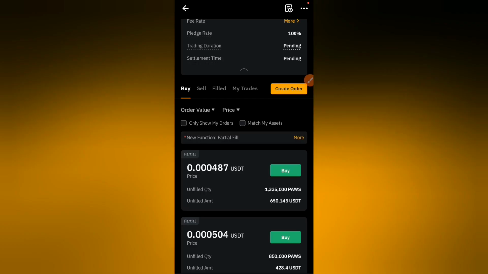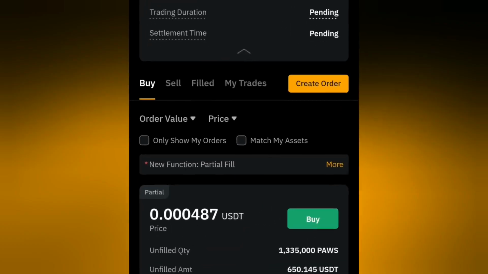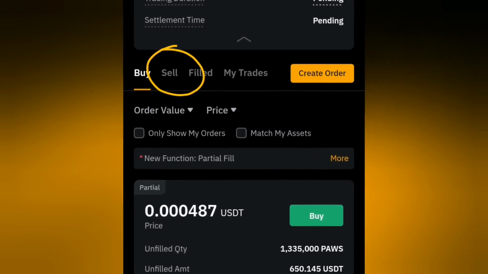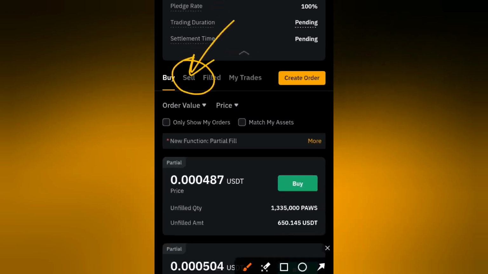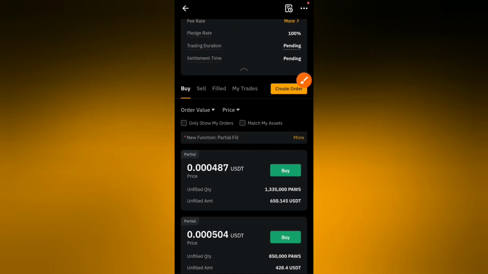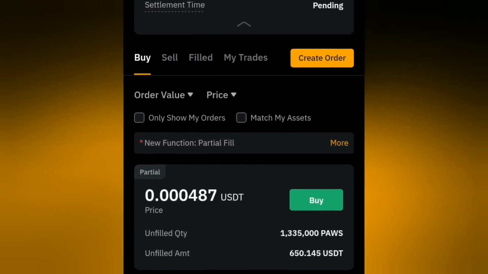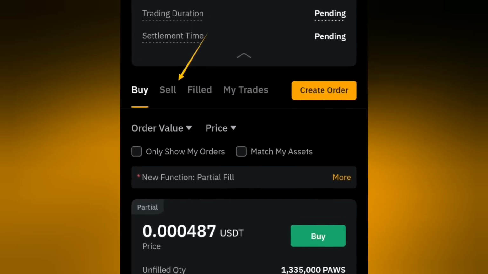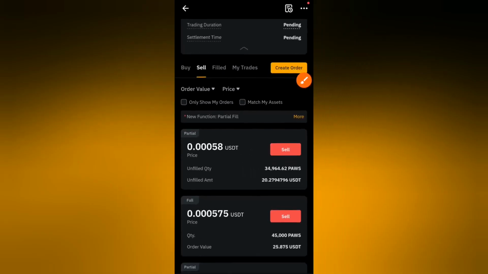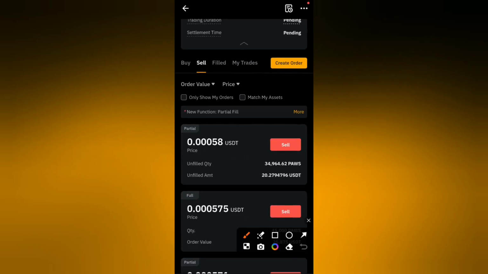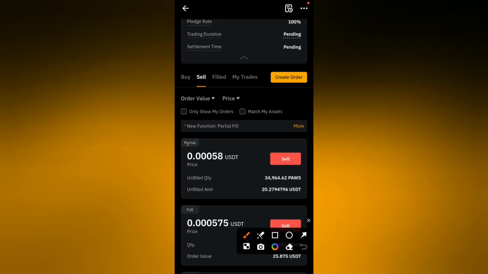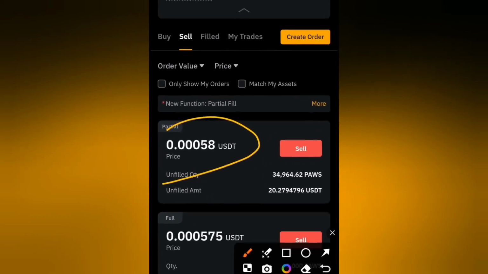Another section you have to understand here is the sell section, which is this. Assuming you want to sell, let's say you have some Pulse token already, or you're expecting some from the airdrops, come over to sell right here. Once you click on sell, you have to select a certain rate at which you can sell this token. As you can see, the highest you can sell right now is 30.58.